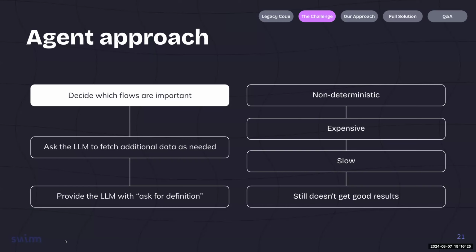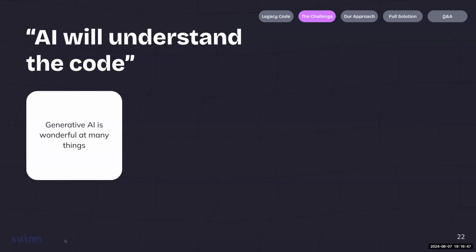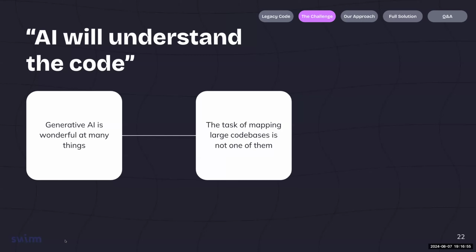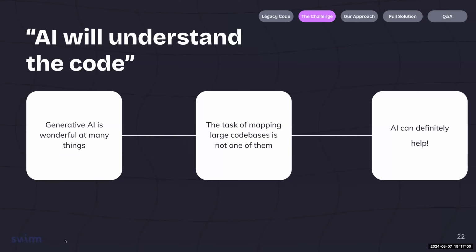And perhaps the worst thing is that it still doesn't get good results. That is, despite many different attempts and prompt techniques, we saw that the LLM doesn't find the most interesting flows. Sometimes it does find interesting flows. Sometimes it doesn't. It neglects some of the most important flows all the time. And we just saw it's a real hard problem. And in general, I would say generative AI is wonderful at many things, and we use it extensively in Swimm, as we'll describe. But the task of mapping large code bases is just not one of those things where it shines. It is very helpful in other things that we'll talk about later.